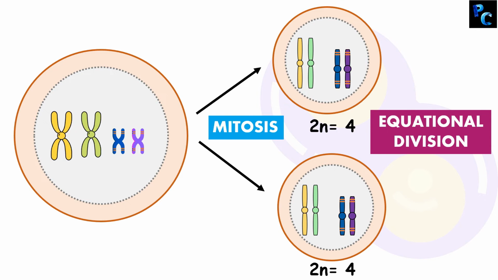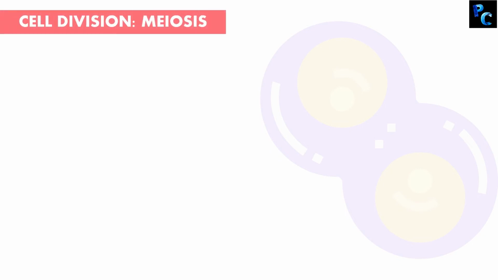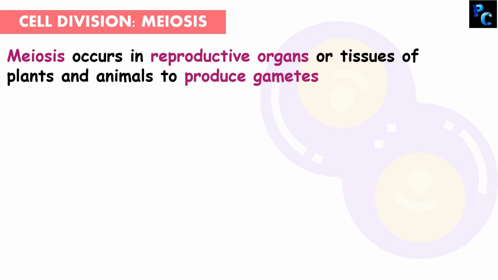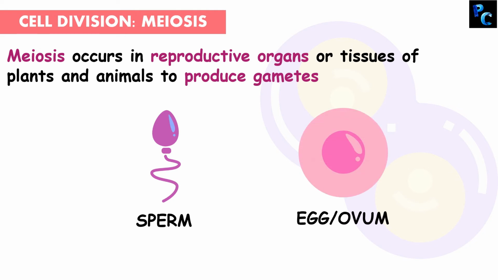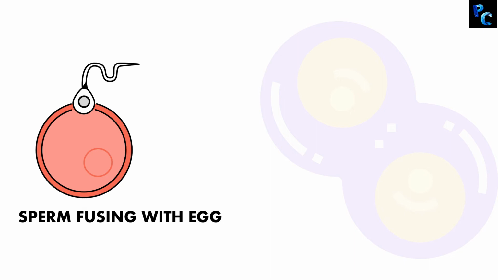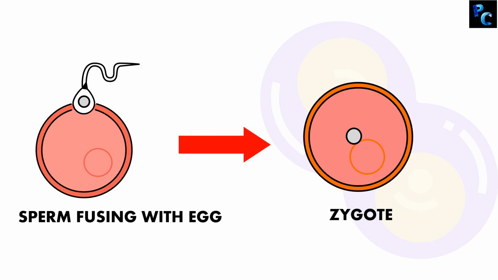Now we'll talk about another interesting cell division. That is, we will talk about meiosis. Meiosis occurs in reproductive organs or tissues of plants and animals to produce gametes. For example, in humans, the male gamete is sperm and the female gamete is ovum. When the sperm fertilizes the ovum, that is when the sperm fuses with the ovum, a new cell will be formed, that is called zygote. And ultimately from there, the baby will be formed.